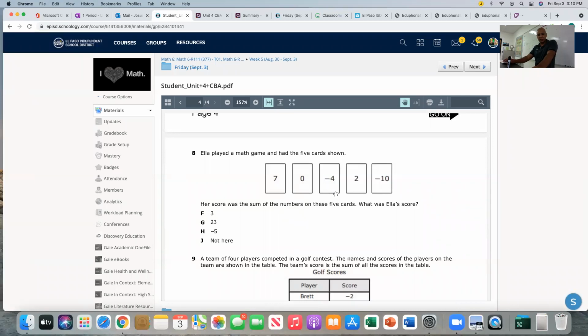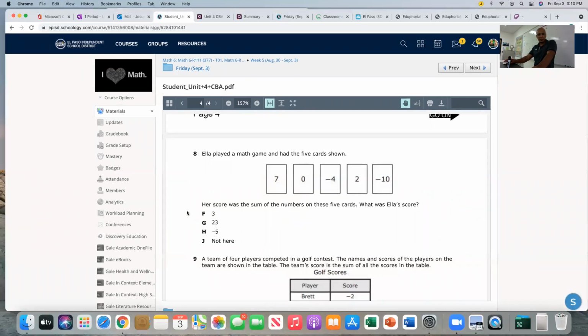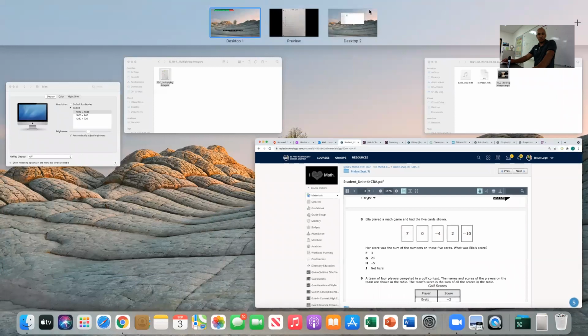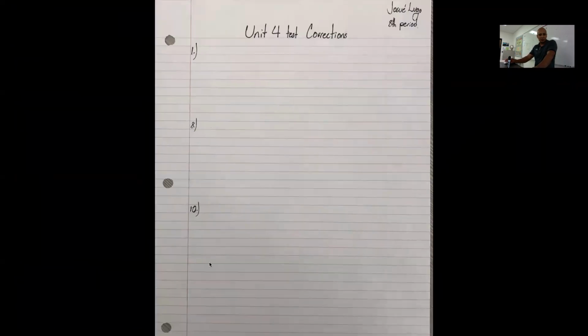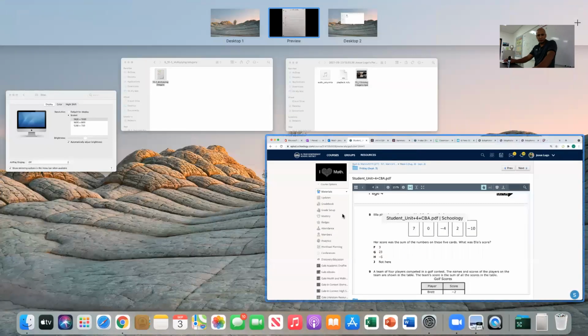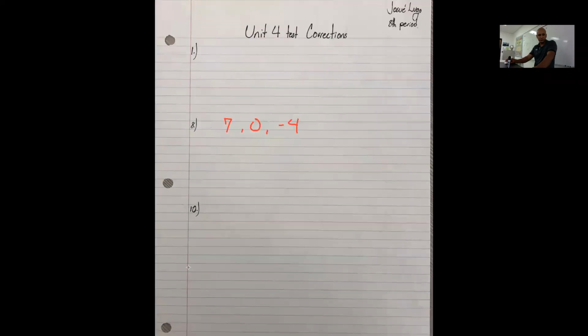So we have 7, 0, -4, 2, and -10. So we have these numbers right here. 7, 0, -4, 2, and -10. So however it is that you can add these to get the right answer, show me how you do it.